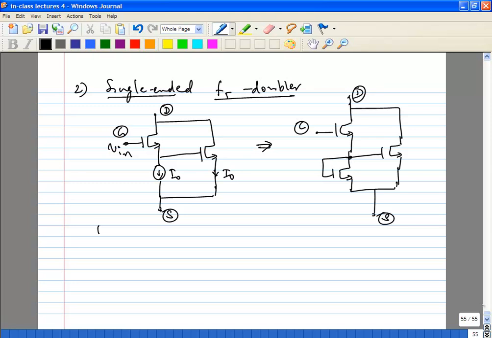This is called the Battjes FT doubler. There is an engineer called Carl Battjes at Tektronix. He invented this actually for a bipolar transistor, but you can do a similar thing for MOSFETs.